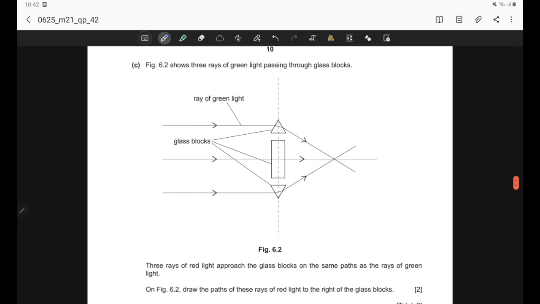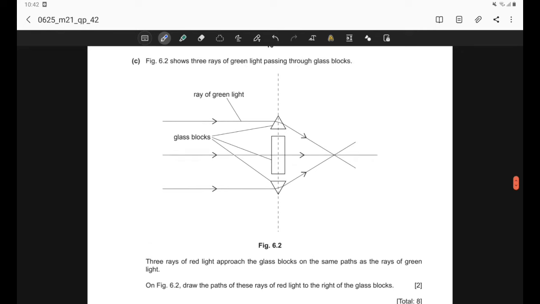Part C, figure 6.2 shows 3 rays of green light passing through glass blocks. 3 rays of red light approach the glass block on the same path as rays of green light. On figure 6.2, draw the paths of these rays of red light to the right of the glass blocks. So as you can see, there are 3 glass blocks and light rays are passing through these glass blocks. Initially, 3 rays of green light are passing through the glass blocks.